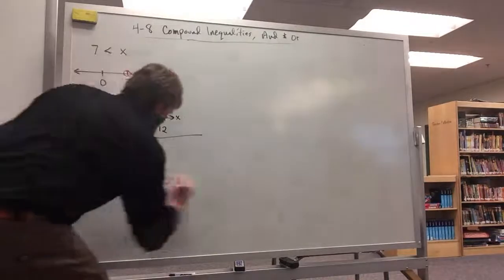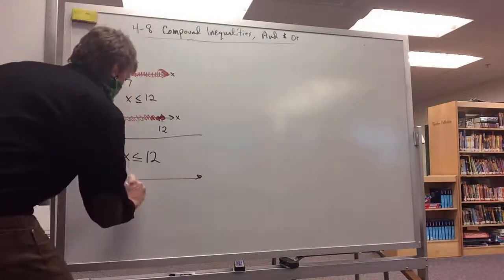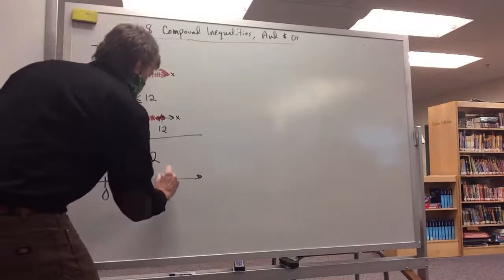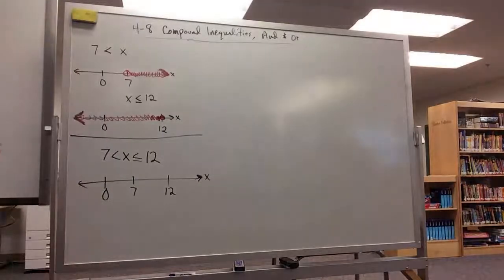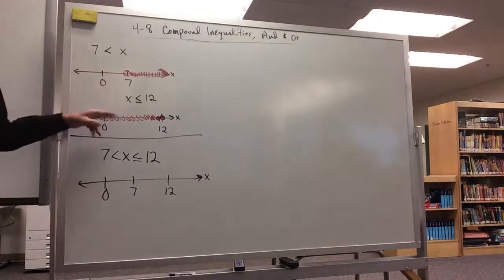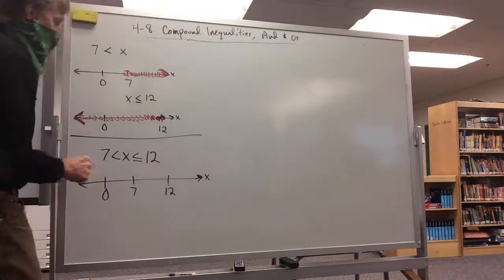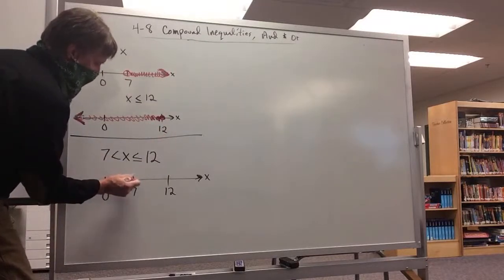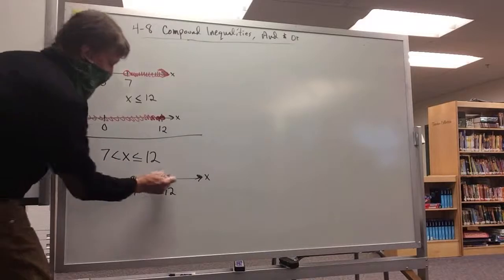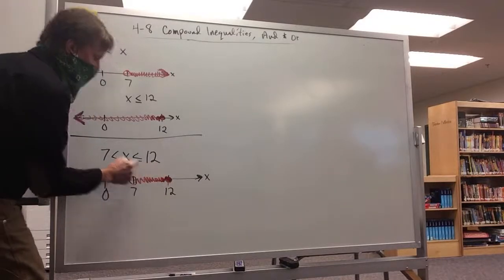And then what we've gotta do is have both of our endpoints, which are 7 and 12. We still label this thing X, but now we have to look at the overlap of these two. So things are gonna only go from 7 to 12. And it's still gonna be open at 7, and it's gonna be closed at 12. And X is gonna be in between these two.